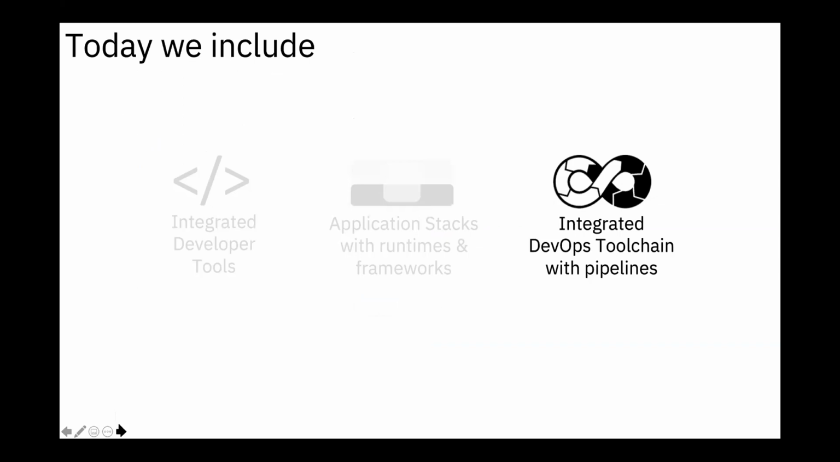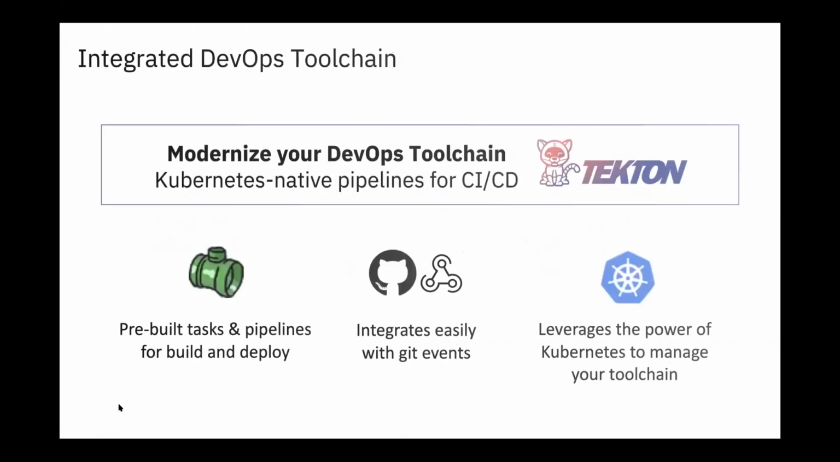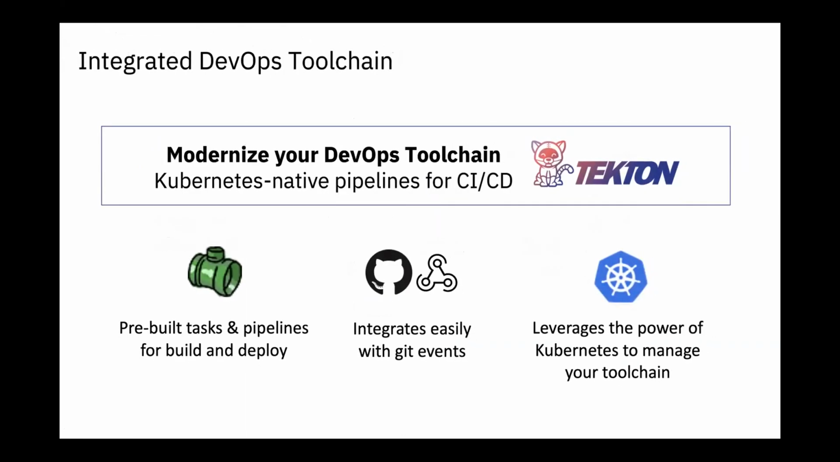The other thing we include is a set of integrated DevOps toolchains. We use technology embedded in OpenShift that's based on the open source project Tekton. In OpenShift, it's called OpenShift Pipelines. So we ship content into OpenShift that is a set of pre-built tasks and pipelines to build these tasks. It's easily integrated with the various source control systems, the various variants of Git.